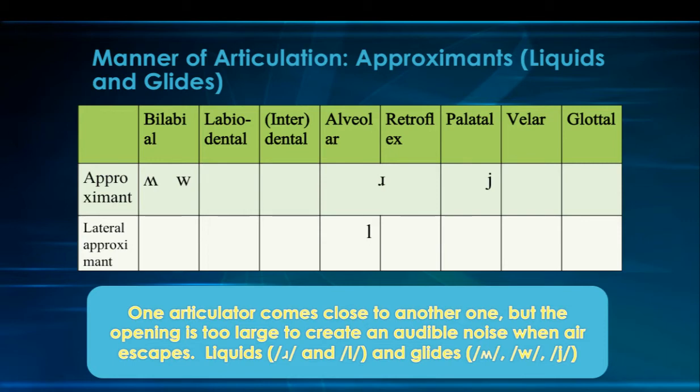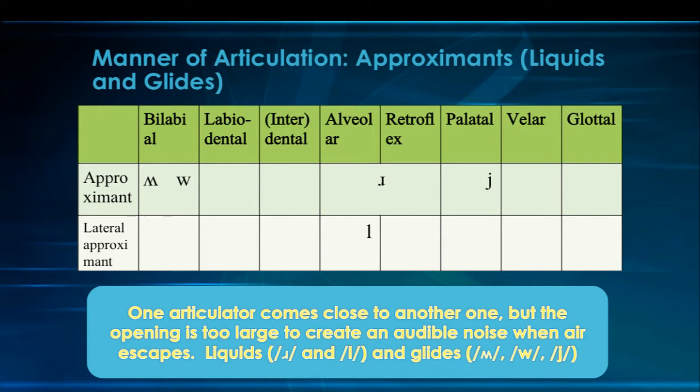Approximants are consonants produced with such a wide opening between the active articulator, the tongue or the lips, and the passive articulator that the air escapes without any hiss. There are two types of approximants. The ones with a somewhat smaller opening are called liquids. The retroflex liquid is the sound r, as in round, and the lateral liquid is l, as in the word loud. L is marked in your chart simply as a lateral approximant. The term lateral refers to the fact that the air escapes the oral cavity on the sides of the tongue.